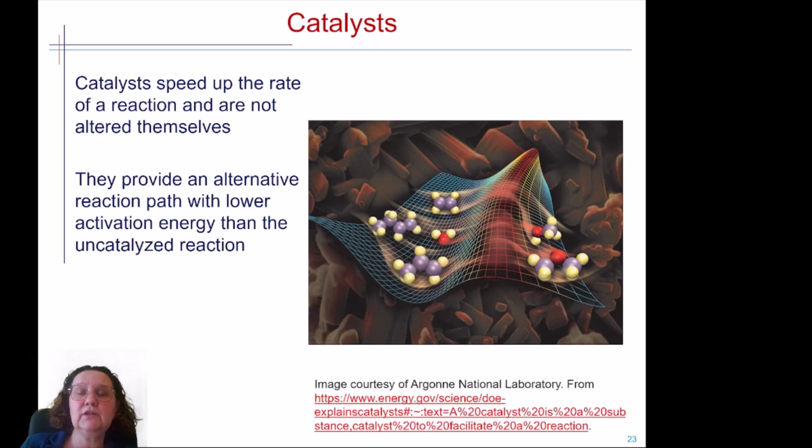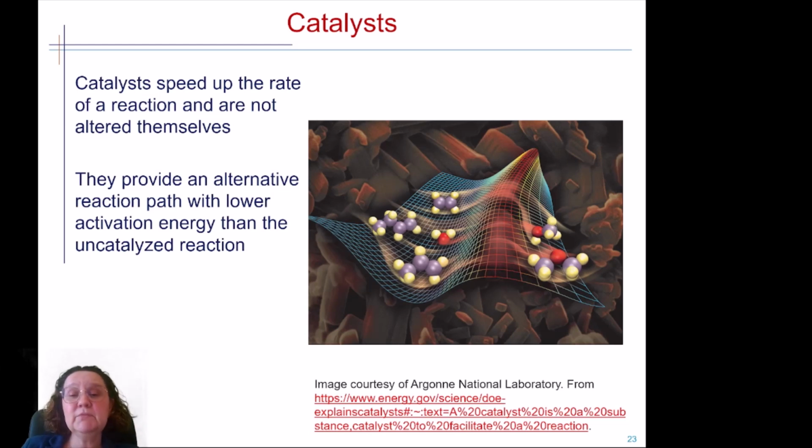So that alternative reaction path, and we can talk about what they might do with some real life examples in subsequent slides. They are not a reagent, they are not consumed, they are there. They provide an alternative reaction path, a way for those molecules to react and to reach that activated state in an easier way. So a path with a lower activation energy.